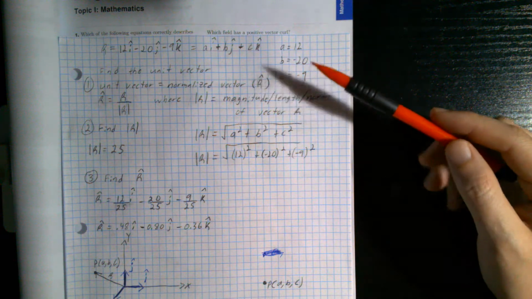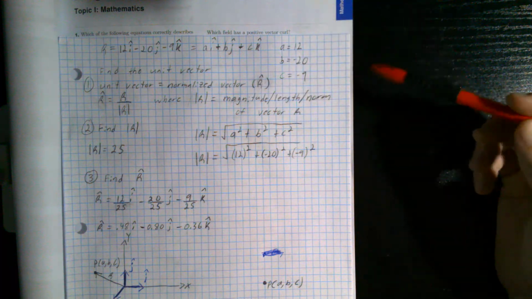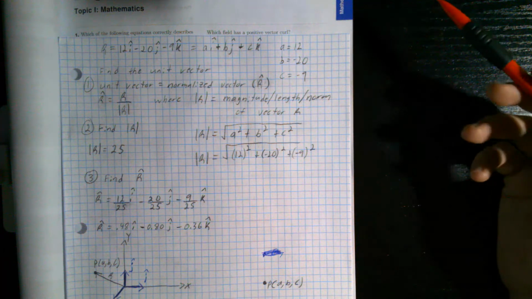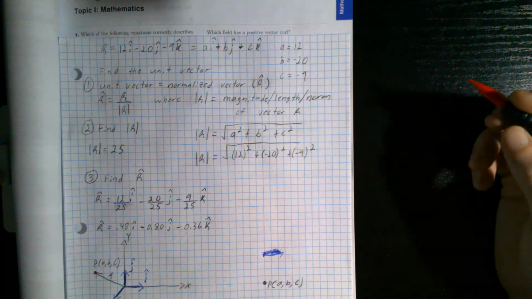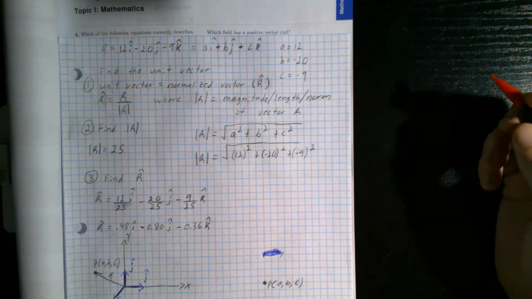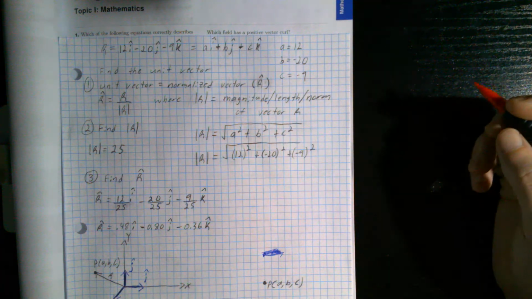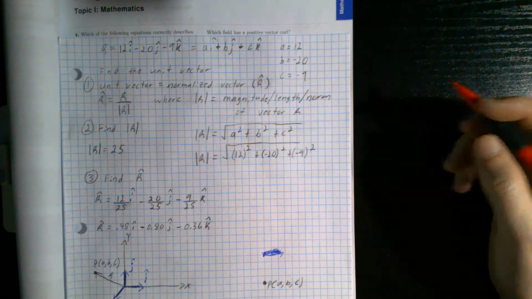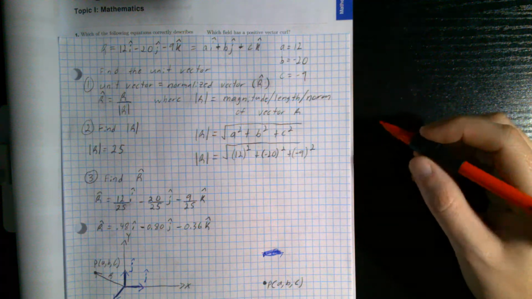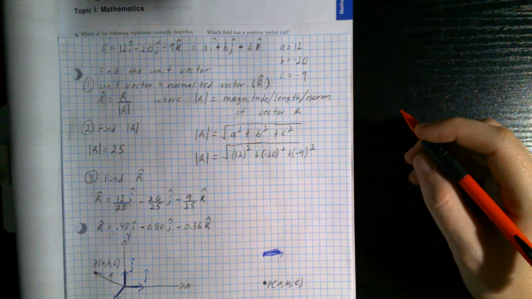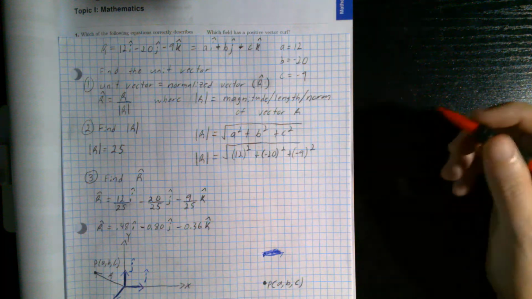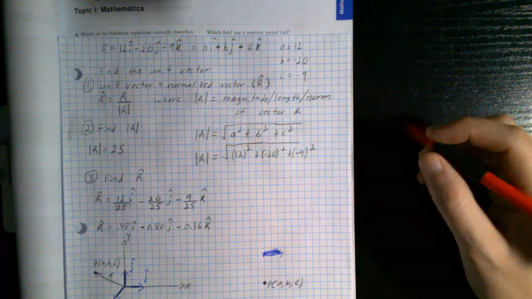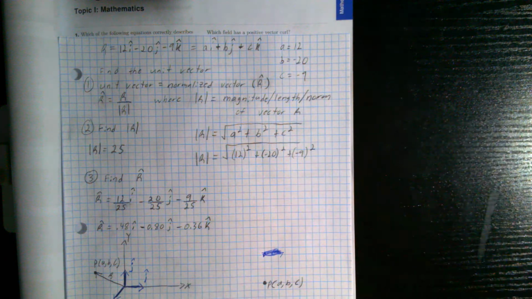So the question is, find the unit vector. So what is a unit vector? Well, a unit vector and a normalized vector are the same thing. Basically, what a unit vector is, is just the original vector divided by the magnitude of the vector.